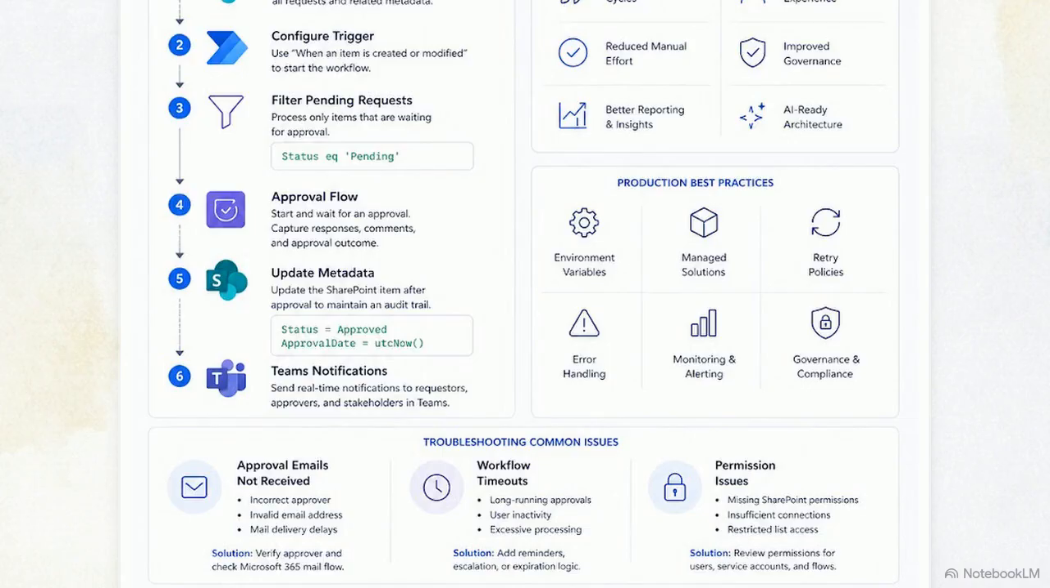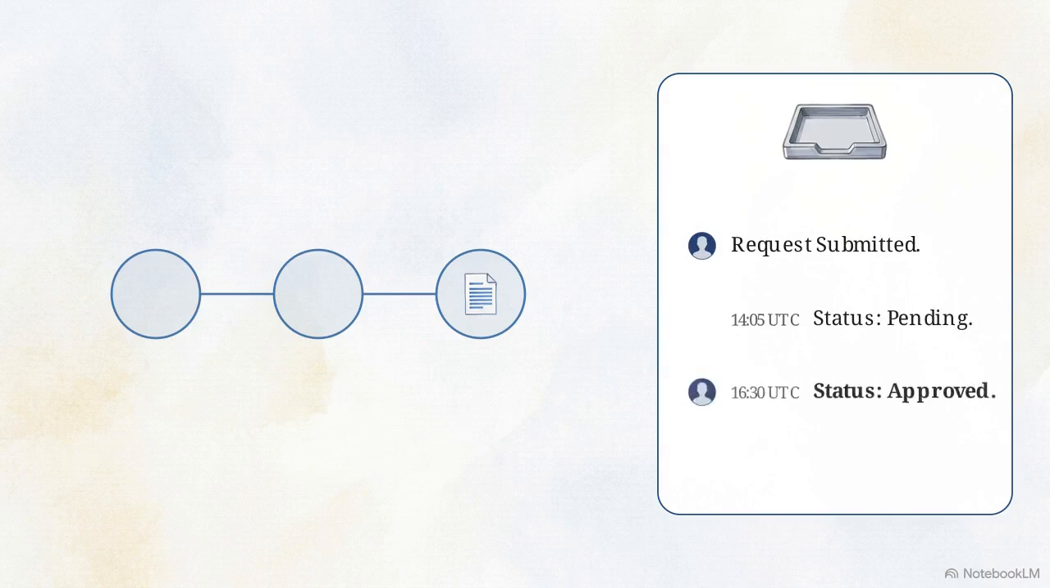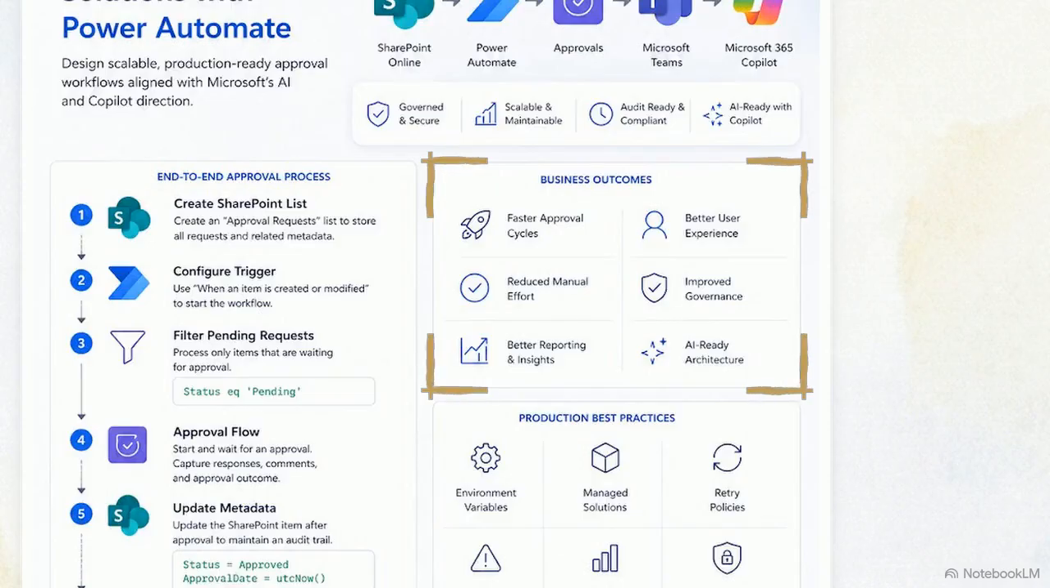With the 6 steps complete, we apply overarching production best practices to the finished architecture. Implementing environment variables and wrapping the workflow in managed solutions makes the entire system ready for production. Executing these final steps ensures the workflow is fully automated, provides a clear audit history, and maintains transparency for the organization.